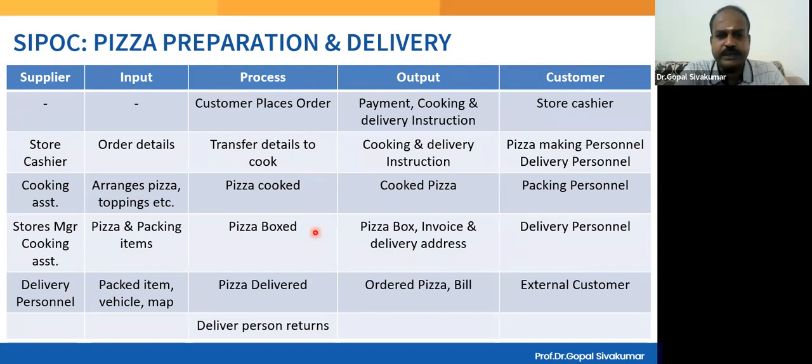necessary items, and then the pizza will be collected by the delivery person, and then he will deliver the pizza to the external customer, and then the delivery person returns to the office. So this is the process, and there might be some finer details that were not explained here.